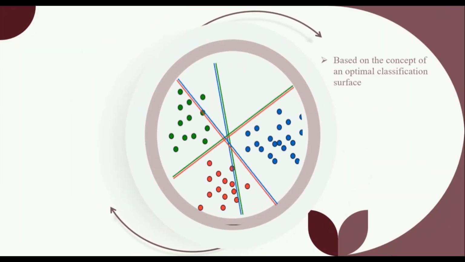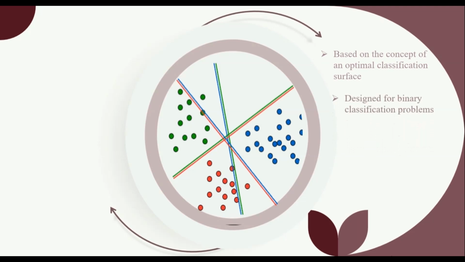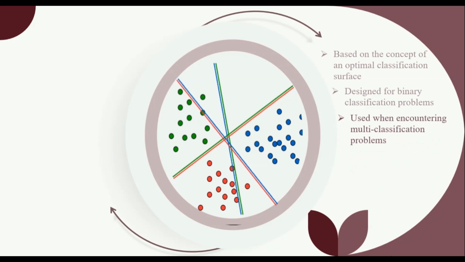Support vector machines are based on the concept of an optimal classification surface, especially for linearly separable cases, aiming to accurately separate two sample types while maximizing classification intervals. Originally designed for binary classification, they are also used when encountering multi-classification problems. Key parameters for establishing the prediction model with it include C and gamma. C represents the penalty coefficient, while gamma represents the kernel function parameter, which equals 1 divided by standard deviation squared.